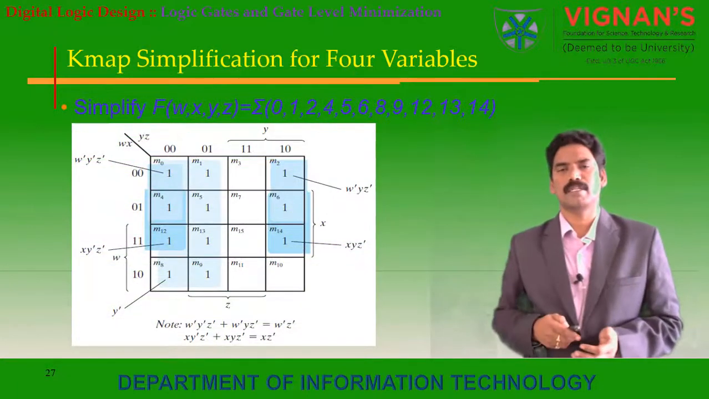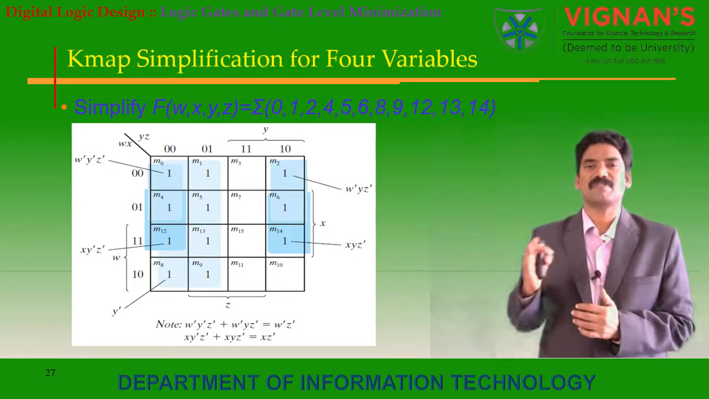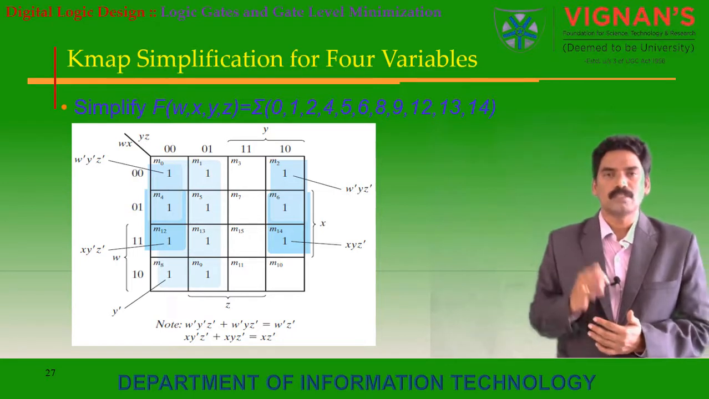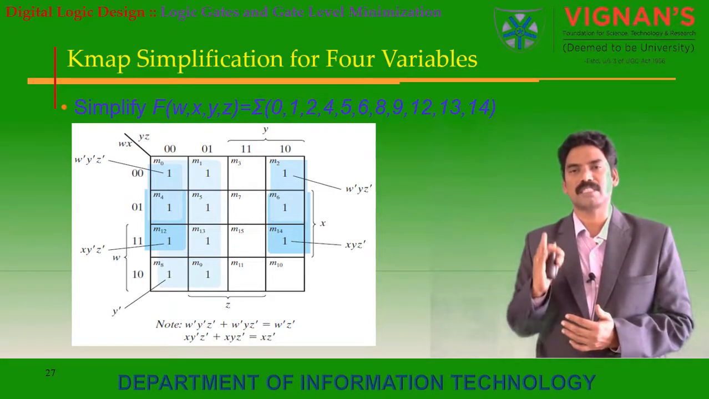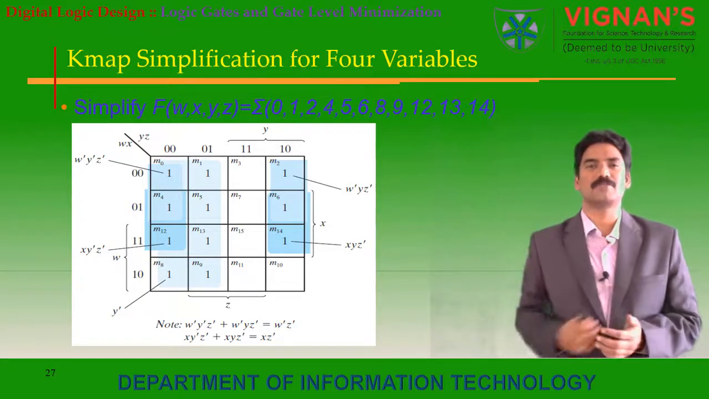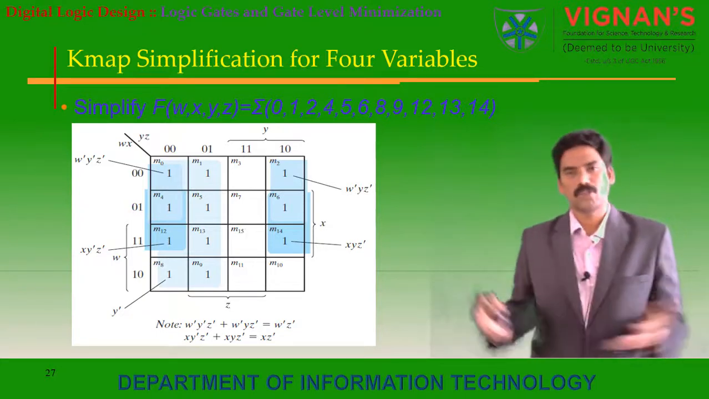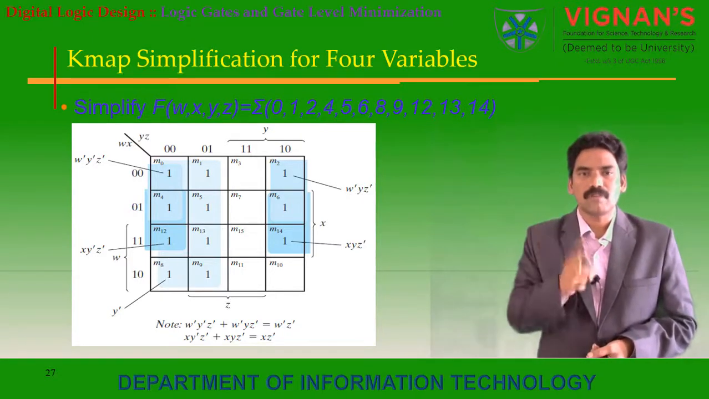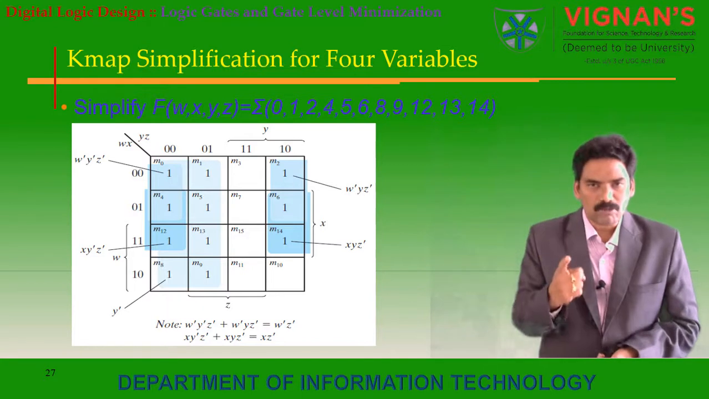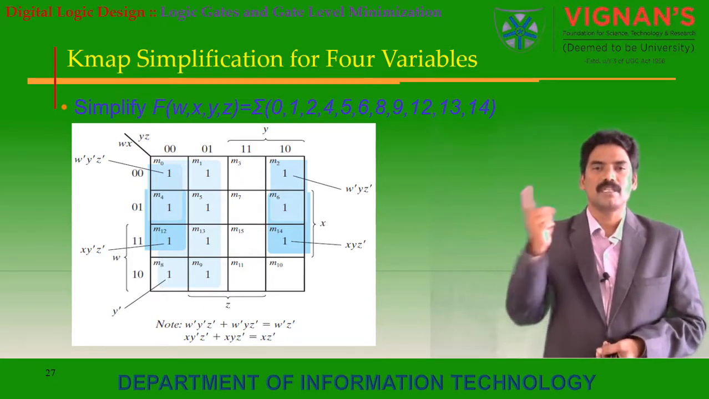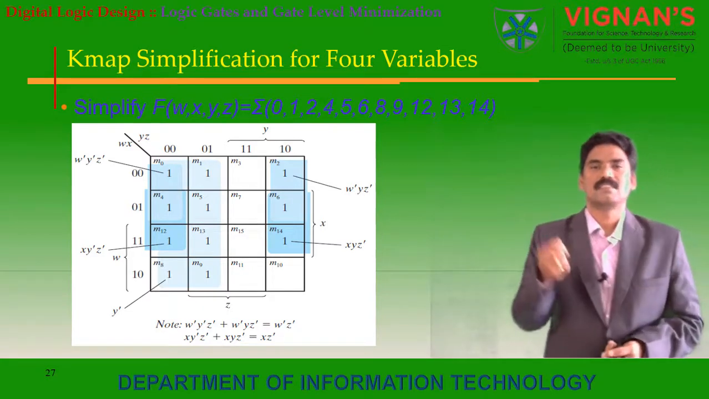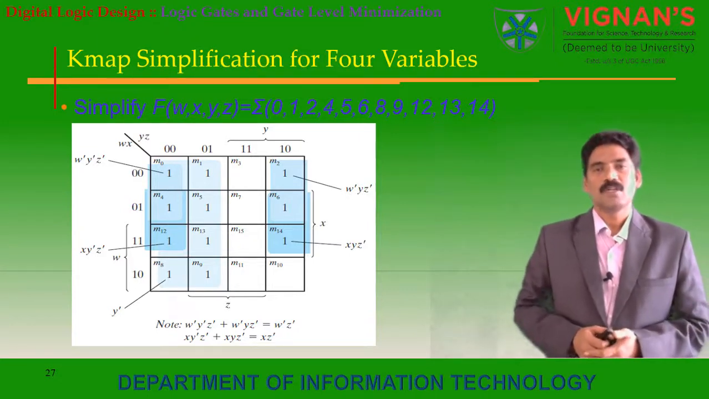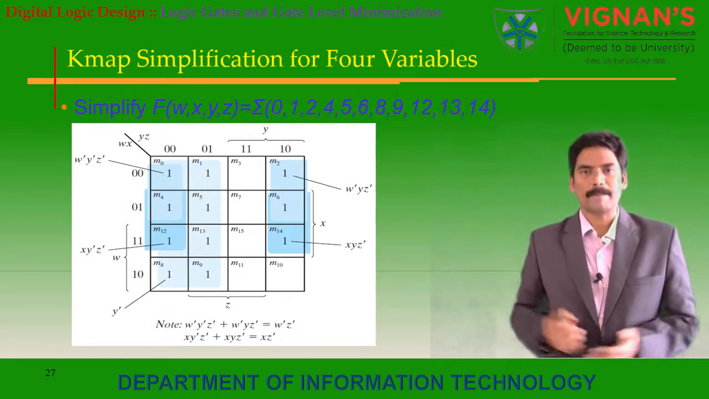Now, simplify this expression. Simplify f of w, x, y, z is equal to, now this is a 4 variable K map. How many minterms are there? 1, 2, 3, 4, 5, 6, 7, 8, 9, 10, 11 minterms are there. So, how to map? You know, see here these minterms are M0, M1, M3, M2, M4, M5, M7, M6, M12, M13, M15, M14 and M8, 9, 11, 10. These are the minterm values. So, now 0 we have mapped.